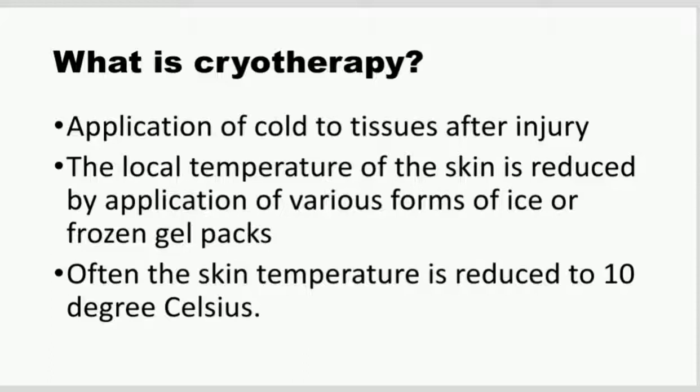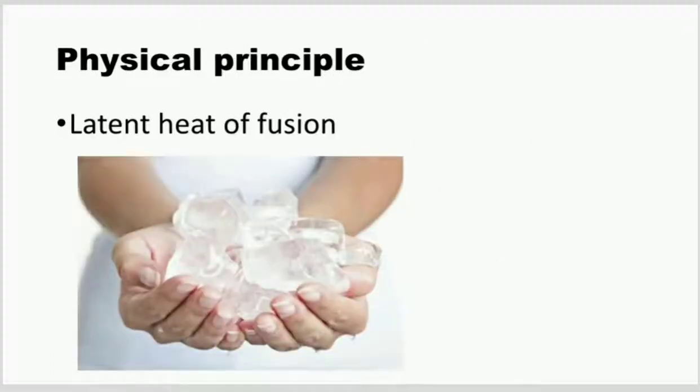Local temperature of the skin is reduced by application of various forms of ice. Often the skin temperature is reduced to 10 degrees Celsius. You might have observed that when a person holds ice in his hands, it melts. This is because of latent heat of fusion. Latent heat of fusion is the energy required to change the state of the ice from solid to liquid.